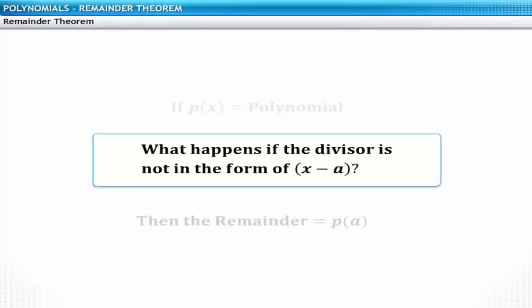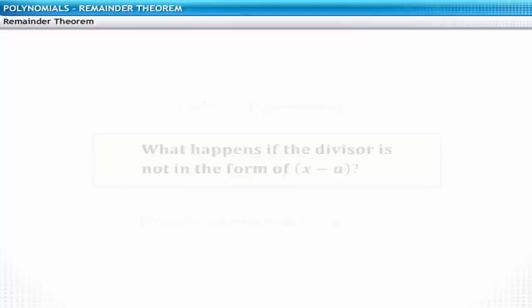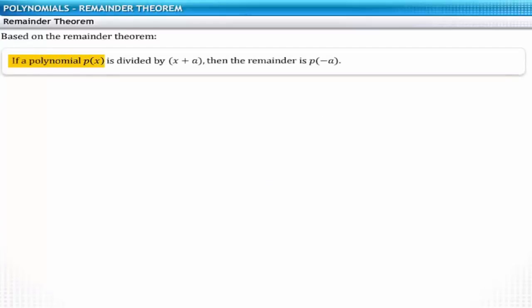However, there may be cases where the divisor does not appear in the form x minus a. In such situations, you can use the following guidelines to determine the remainder in the division of a polynomial. If a polynomial P of x is divided by x plus a, then the remainder is P of minus a.